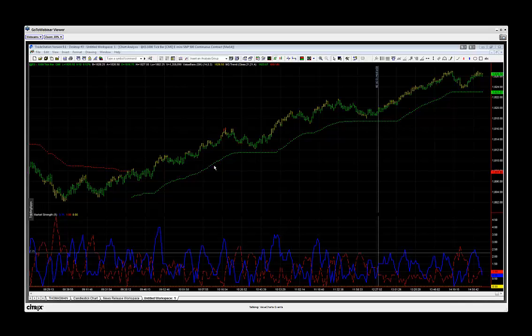Can I use tick charts on gold futures? Yes, you can. You can use tick charts on gold futures. You can use them on equities. You can use them on anything.